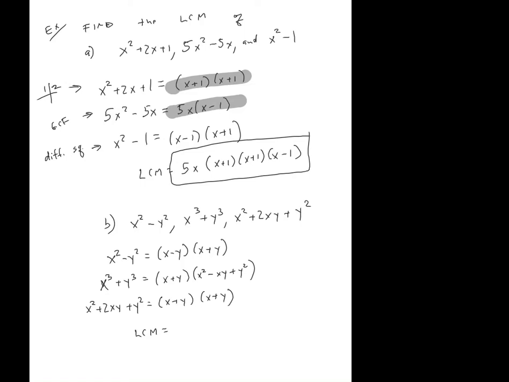Notice that x plus y is seen twice down here. We just have one x minus y, and we just have this x squared minus xy plus y squared, and I don't think that factors. Product of 1 that gives us negative 1. So the LCM will be all of that: an x minus y, an x plus y, an x plus y, and an x squared minus xy plus y squared to the power of 2.